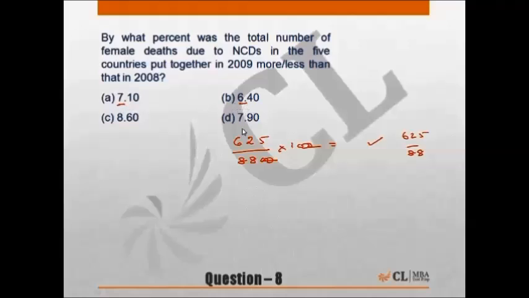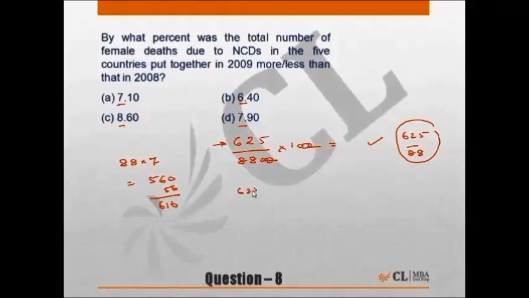7, 6%, 7.9%, 8%, 8.5% rather. So even when you are here, rather than dividing 625 by 88, you would be better off saying, let me see what is 88 into 7. 88 into 7 will be 560 plus 56, which is 616. That means if the number was 616, it would have been 7%, but our number is 625.